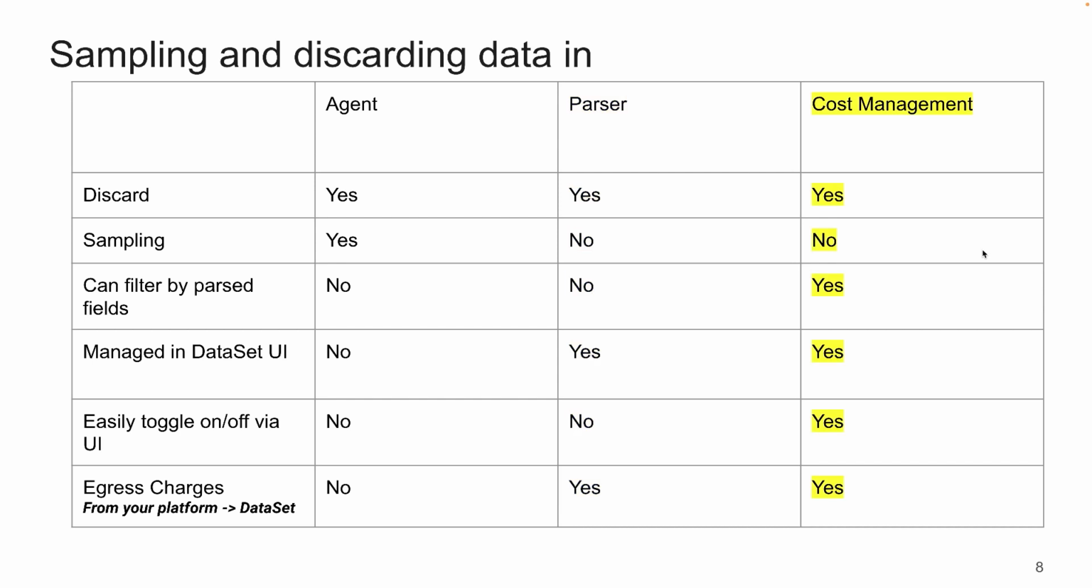This leads us to the cost management tool. The cost management tool has many benefits, including a UI where you can easily toggle on and off. The trade-off here is that it does not support sampling of data, and it will need to be egressed from your data center. So you will incur an egress cost when using the cost management tool.